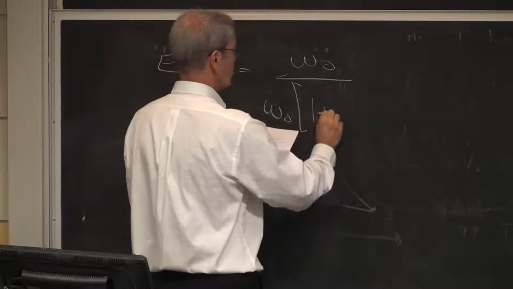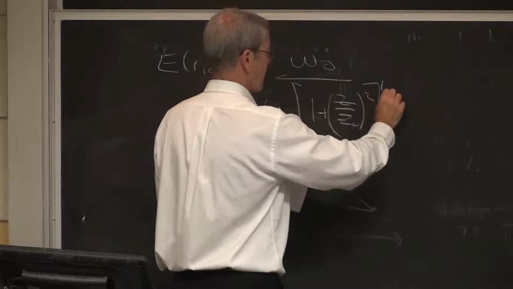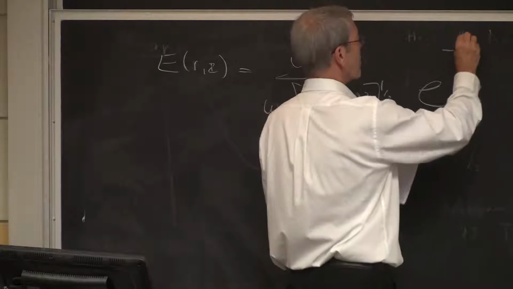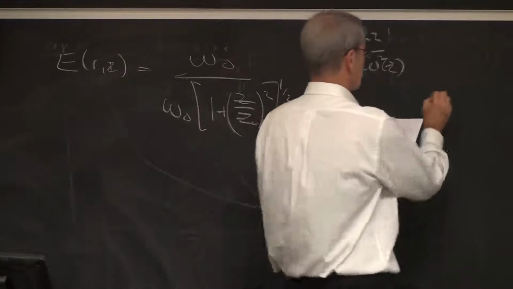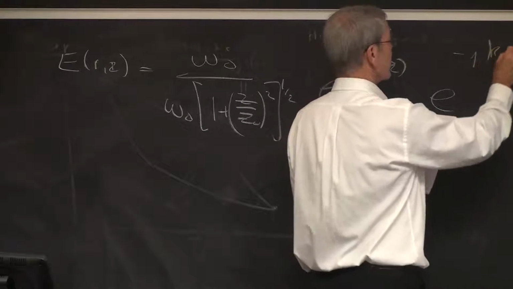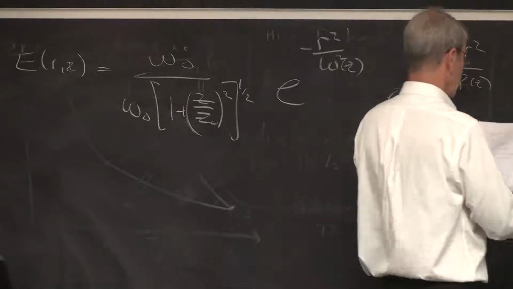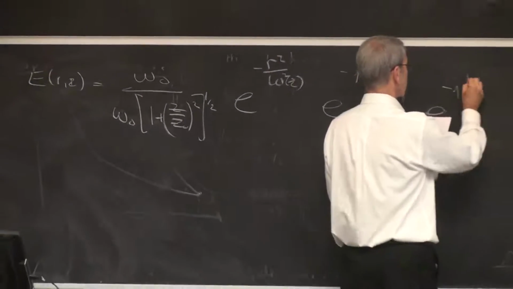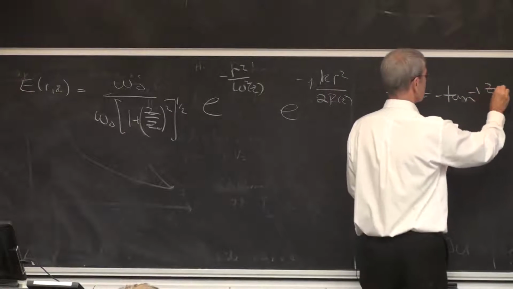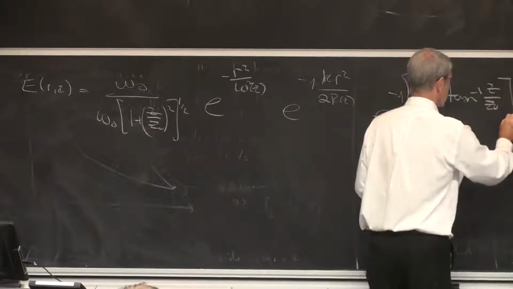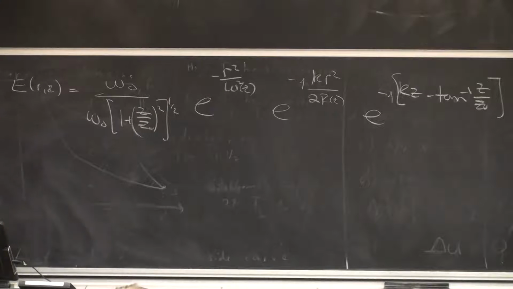So omega naught over omega of z, times e to the minus r squared over omega squared of z, times e to the minus j k r squared over 2 R of z, times e to the minus j (kz minus tan inverse of z over z naught). So this is what we found when we went through and found the envelope function for the beam. We got this big expression here.